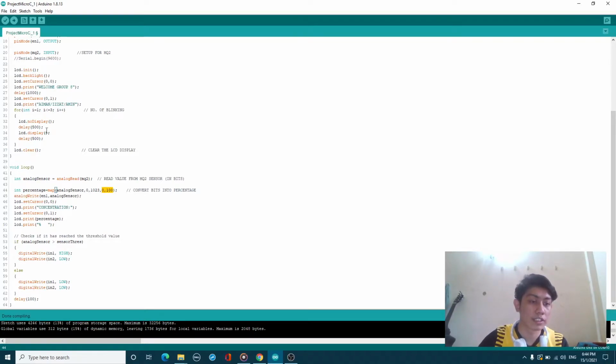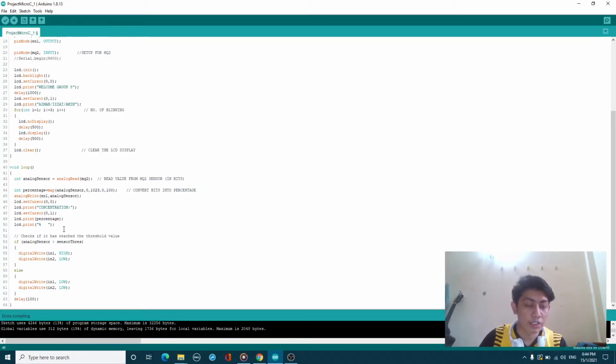After that, the function analogWrite is used to write to the EN from the data which came from analog sensor. So the data from analog sensor will be transferred to EN1.